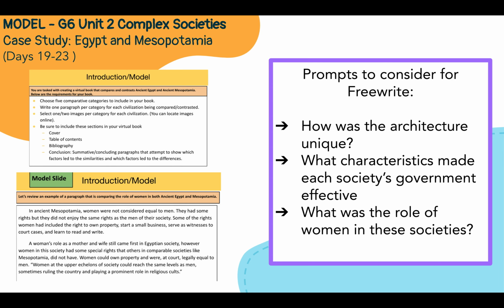Here, in days 19 to 23 of the 6th grade curriculum of Passport to Social Studies, Unit 2, titled Complex Societies, there is a case study for Egypt and Mesopotamia. And like I said before, students are asked to write one paragraph per category for each civilization being compared and contrasted. So that's five comparative categories within their visual book.